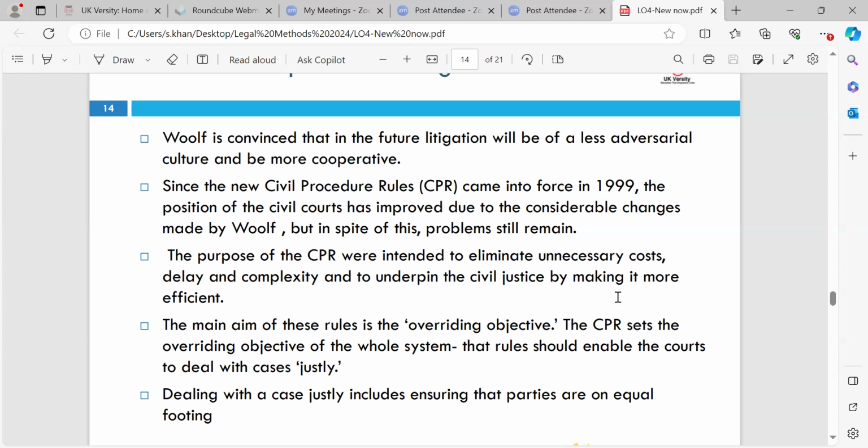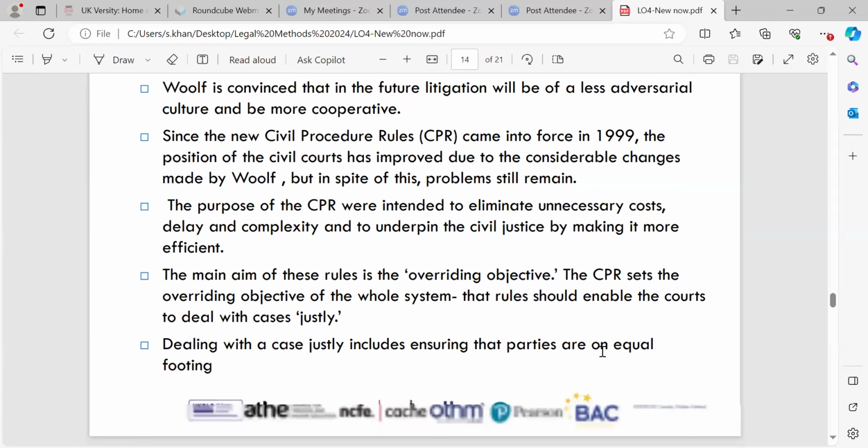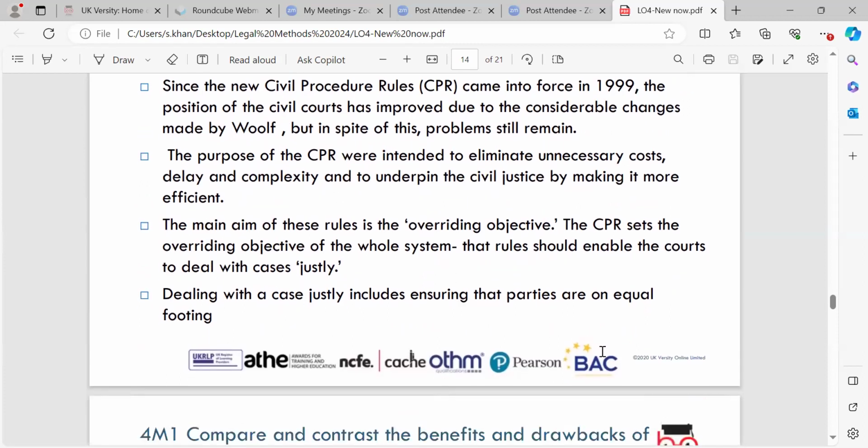The purpose of the CPR, the civil procedure rules, was to eliminate unnecessary cost, delay and complexity and to underpin the civil justice system by making it more efficient. The aim of this rule is the overriding objective, where the CPR sets out the overriding objective of the whole system, and that rules should enable the courts to deal with cases justly. Dealing with the case justly includes ensuring the parties are on equal footing, and also dealing with everything with efficiency.